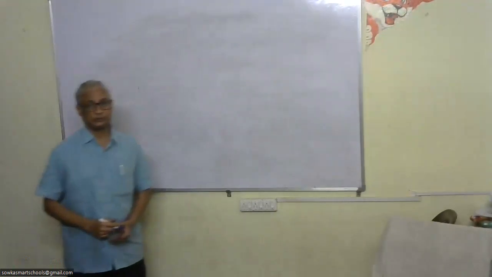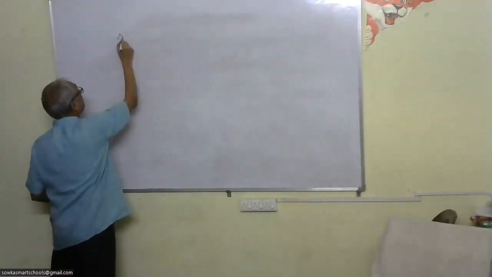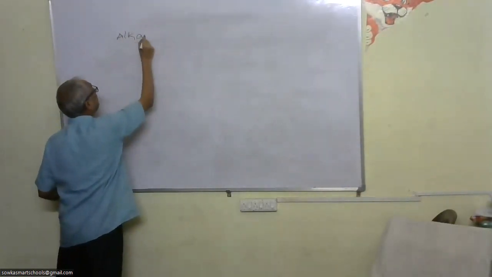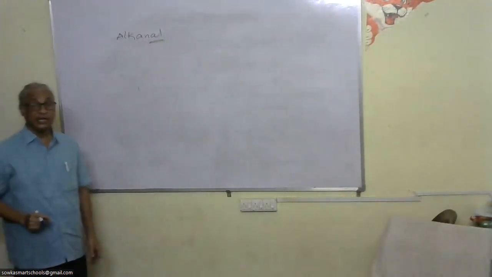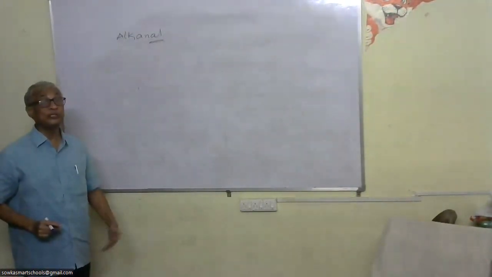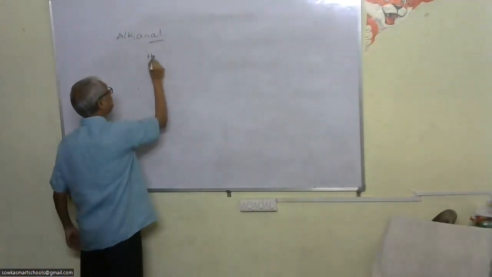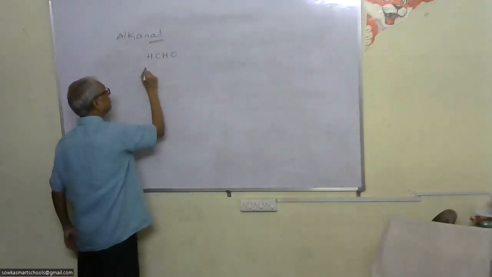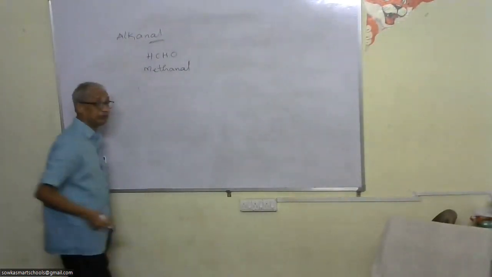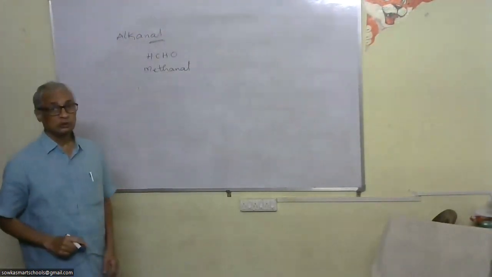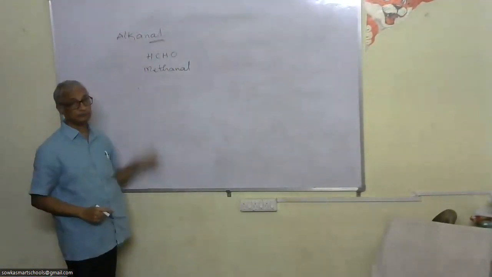Regarding their nomenclature, for aldehydes, at the end, Al will come, alkane Al. If you get Al at the end, it is the IUPAC name of that one. I'll give you a few examples. HCHO. This is methanal. Al, not OL. If it is OL, it is alcohol. And that is the simplest aldehyde because it has only one carbon.